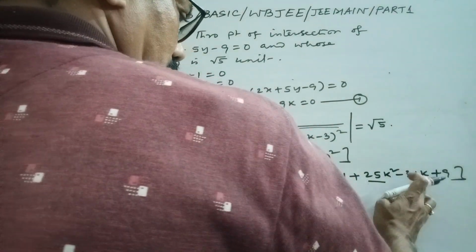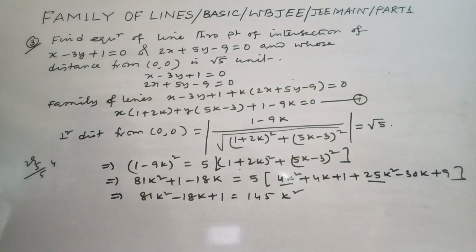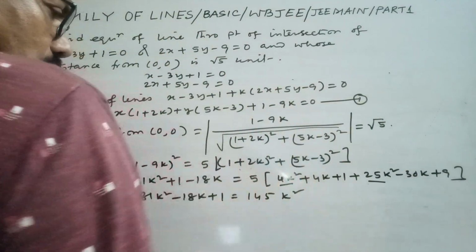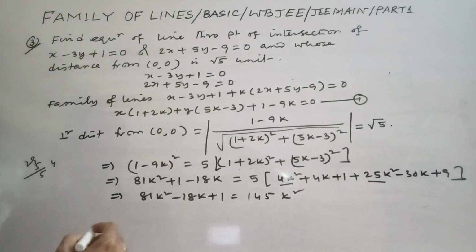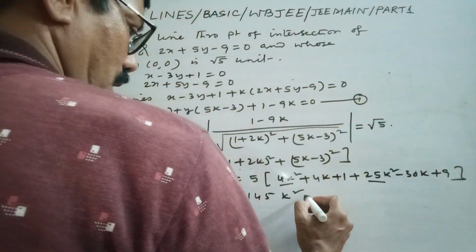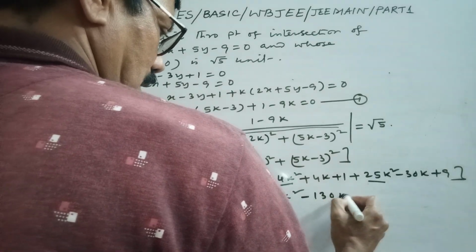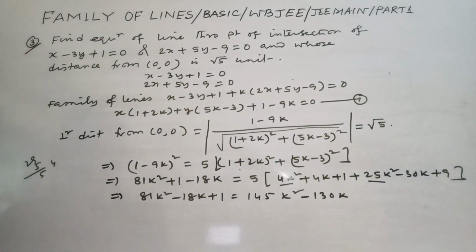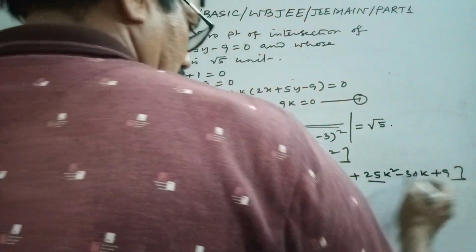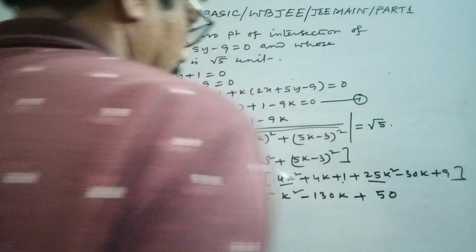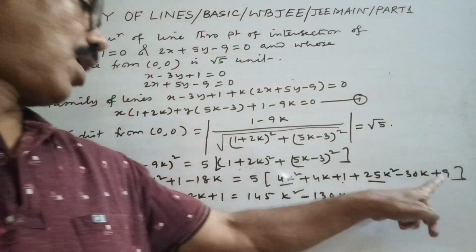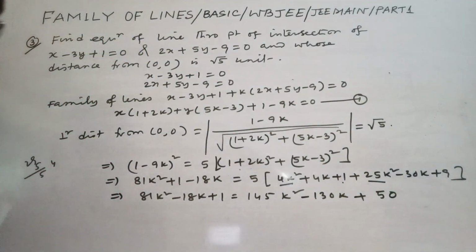And this is 4k, this is 26k. Minus 30 and this is plus 4k. So 26k into 5, so minus 130k. And this is 10, 10 into 5. So this is 50. So we are getting 5, 9 plus 1 into 5.